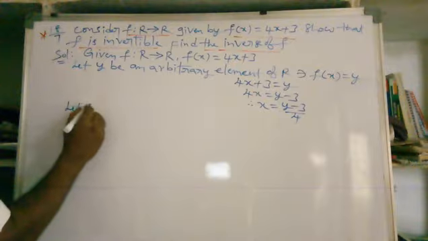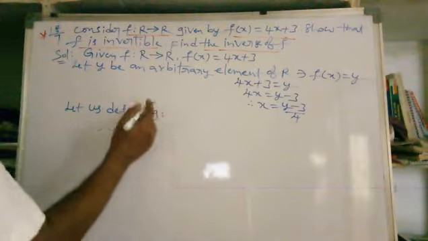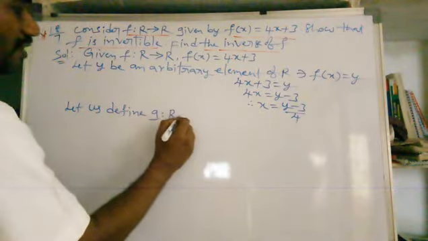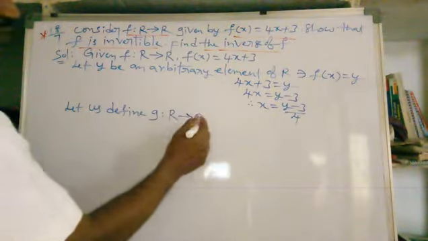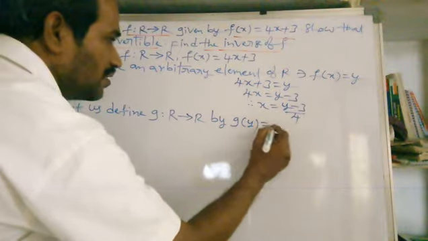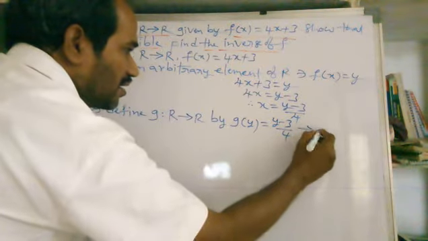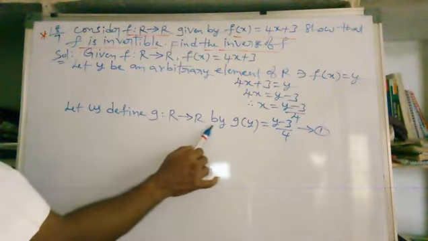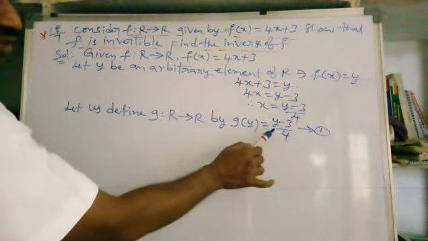Next, let us define g as a mapping from R to R, changing the domain and codomain, by g of y is equal to y minus 3 by 4. That is equation number 1. In this step all problems are common: let us define g as a mapping from R to R by g of y equal to this function.